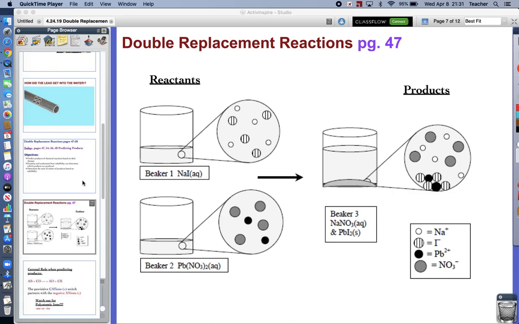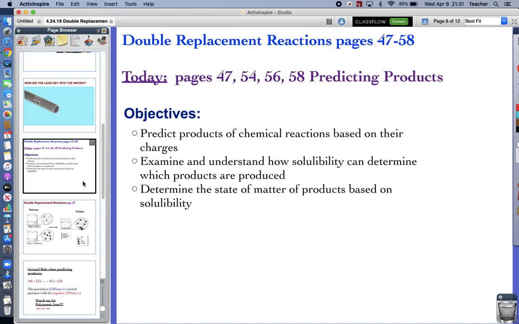Today we're going to talk about predicting products with double replacement reactions. The pages that you'll be working on through your workbook are 47 through 58. That is pretty much all the pages you need for this particular week of lessons. Today we're going to focus on pages 47, 54, 56, and 58. Your objectives are listed here. We're going to try to determine products based on the charges of the cations and anions and the polyatomic ions.